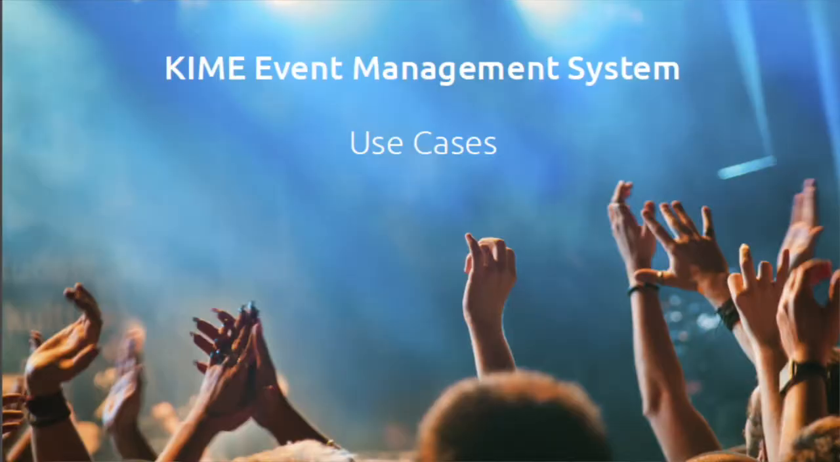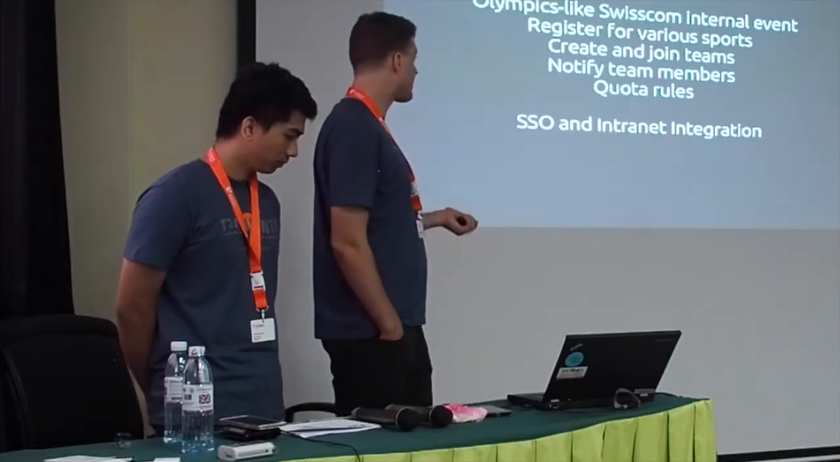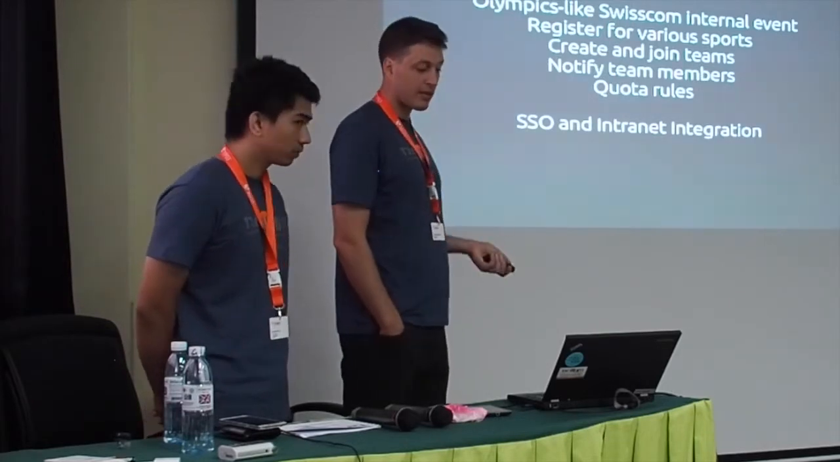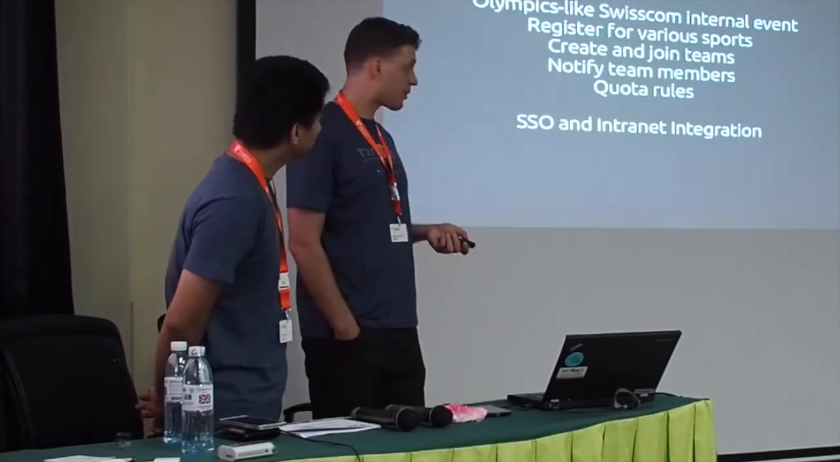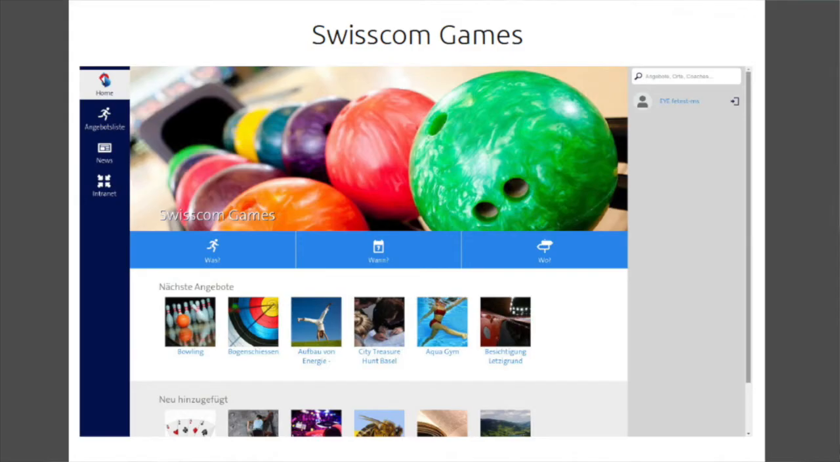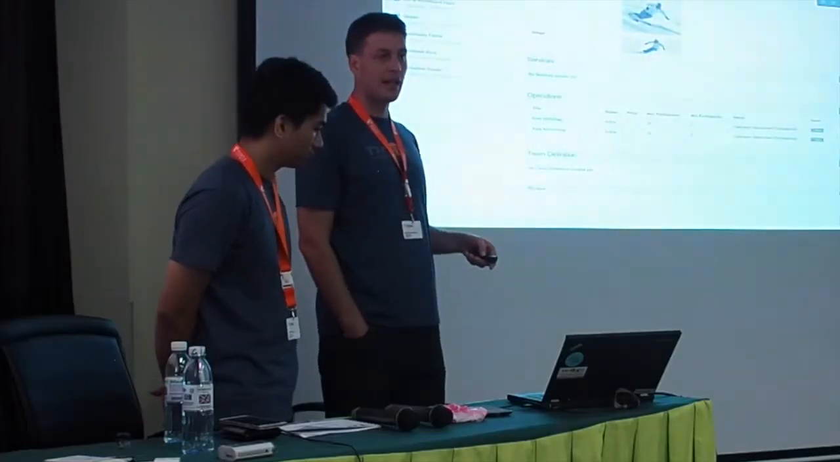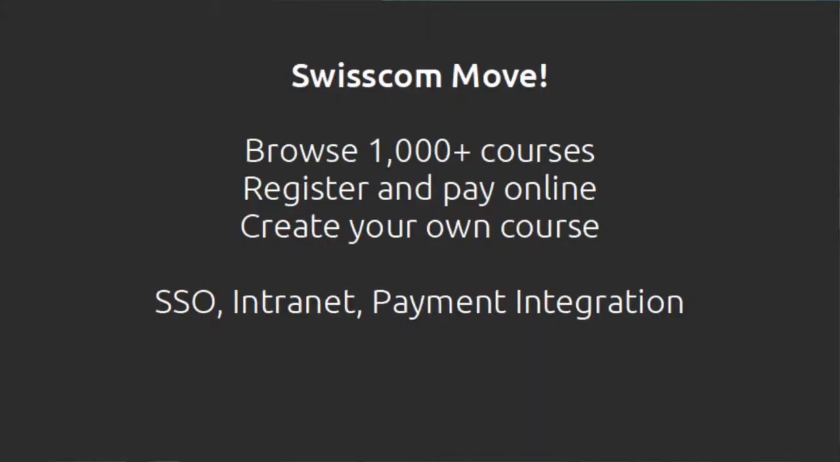Okay. So some use cases of Swisscom Games. That's the Olympics at Swisscom, an internal event for all the employees that runs every 2 years. People have to register for various sports. They could create and join teams, notify team members, have quota rules and so on. And this was all integrated in their single sign-on system and intranet. So this is the front end, where they could see different events that they could subscribe to. And this is the back end where the events were entered. We will see a live demo after this, so maybe we will see a bit more there.